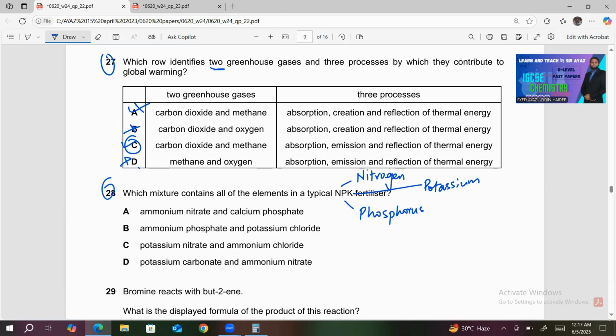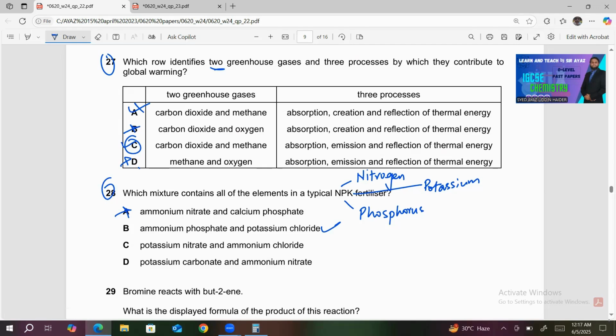Ammonium nitrate, we are having nitrogen. Calcium phosphate, we have only nitrogen and phosphorus here, so A is incorrect. B, ammonium phosphate, nitrogen and phosphorus, potassium chloride. B seems correct to me. For convenience, I'm checking the other choices.